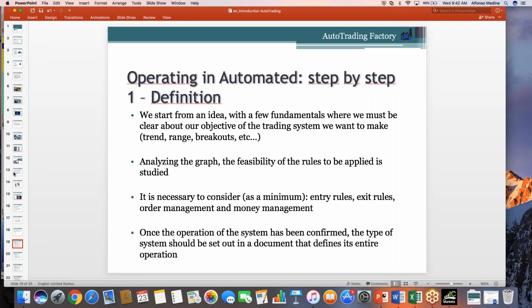So the first one is the definition. Here's where we start from an idea, and we need to have clear what our trade system is going to be based on, maybe based on trends, ranges, breakouts, etc. And we need to see how feasible that is going to be, the specific rules that we want to apply. And it's always necessary to consider as a minimum what needs to happen in the market in order to enter a position, as well as exit a position. Also, if you're going to have modified trading stop orders, stop loss, take profit orders, and if you're going to have fixed or variable lots for every transaction that happens. Once the operation of the system has been confirmed, that type of system should be set out in a document that defines its entire operation.